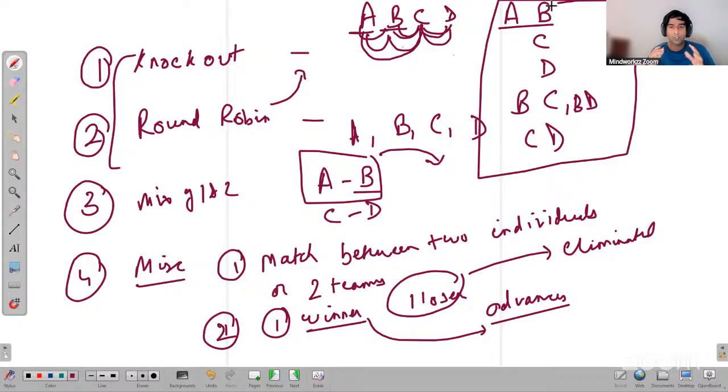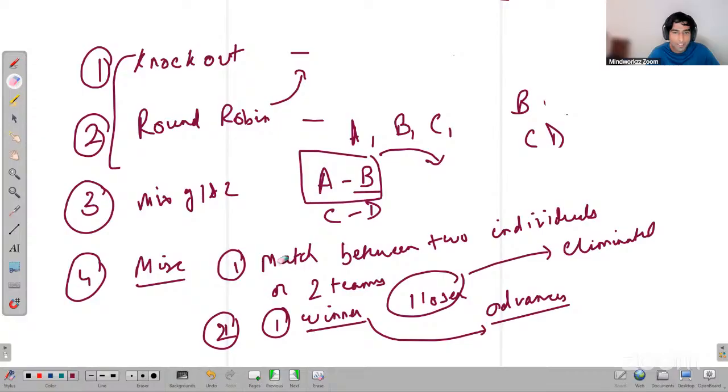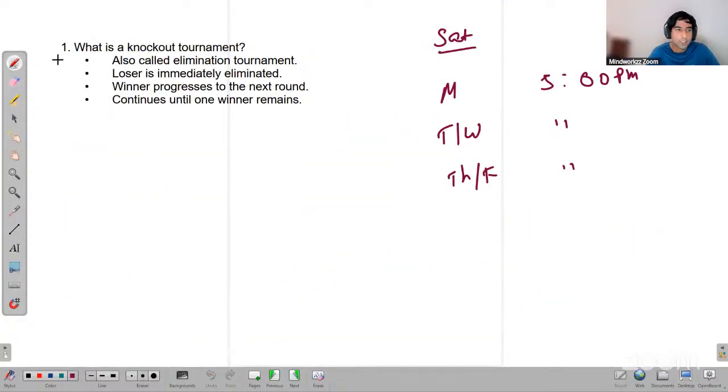Then you have to decide who are the people topping the groups, and there are multiple groups and all. I don't want to get into too much detail right now because that will be too much information for this class. This is going to be a short session about knockouts, and I just wanted to give you an introduction, so I thought I'll give you a brief. Anyway, coming back, let's quickly get to what a knockout tournament is about.